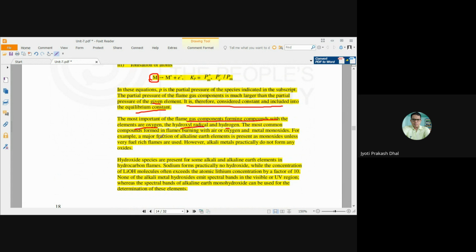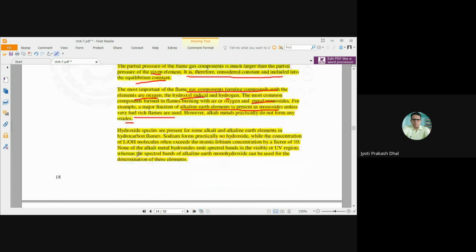The most common compound formed in a flame burning with air or oxygen is metal monoxide. For example, a major fraction of alkaline earth metal is present as monoxide unless very fuel rich flames are used. However, alkali metals practically do not form any oxides. Hydroxide species are present in some alkali and alkaline earth metals in the hydrocarbon flames.